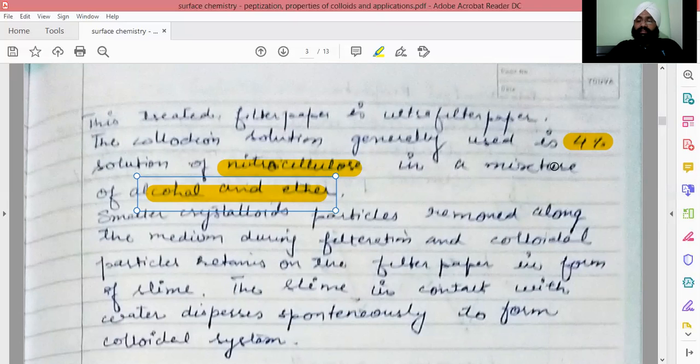So if this mixture is applied on normal filter paper, its pore size becomes small, and that filter paper is known as ultrafilter paper, and it will not allow the colloidal particles to move through it.